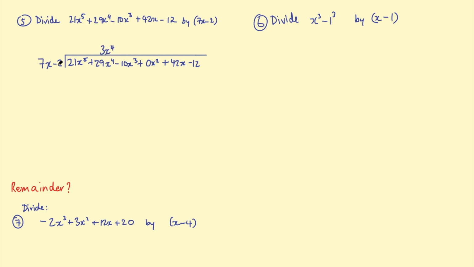Multiply that term by our divisor. That's 21x to the power 5 take 6x to the power 4. Subtract these. 21x to the power 5 take 21x to the power 5 is 0. 29x to the power 4 plus 6x to the power 4 is 35x to the power 4. Carry down the negative 10x cubed. Then divide this term, 35x to the power 4, by 7x. That is plus 5x cubed.